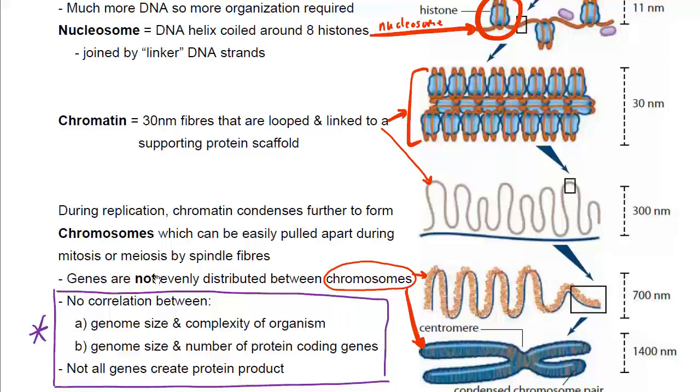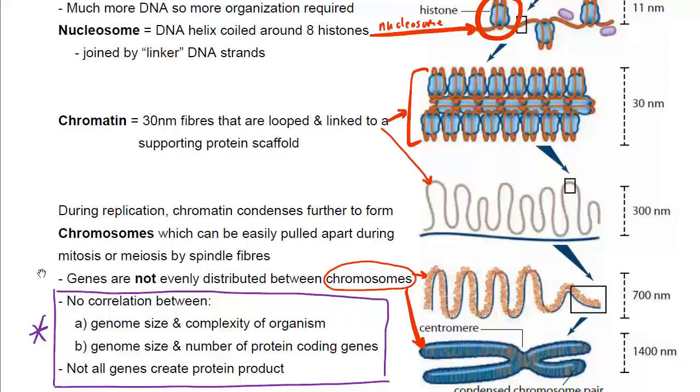The genes themselves in a eukaryotic chromosome, it's not evenly distributed. So you don't have 30 genes per chunk of chromosome. It depends on the chromosome. Some chromosomes have more information than others. Some chromosomes are more important than others because of the information that they carry.